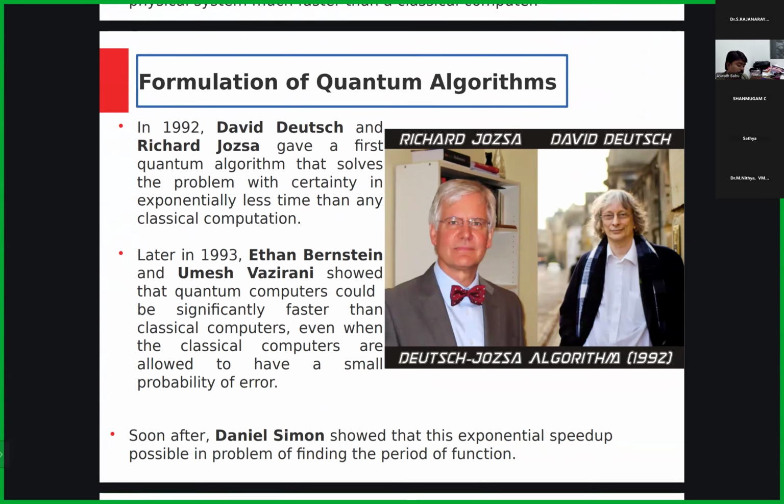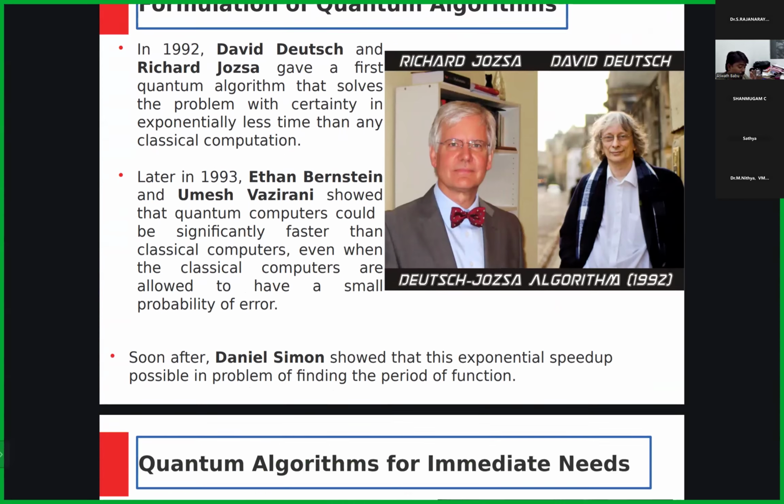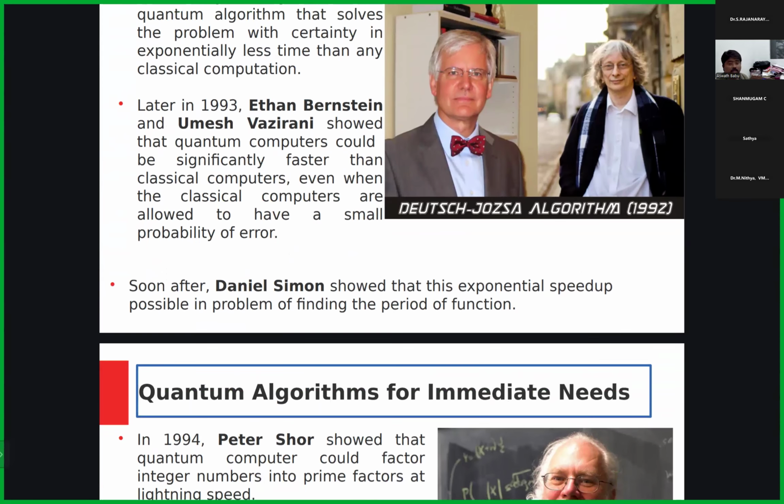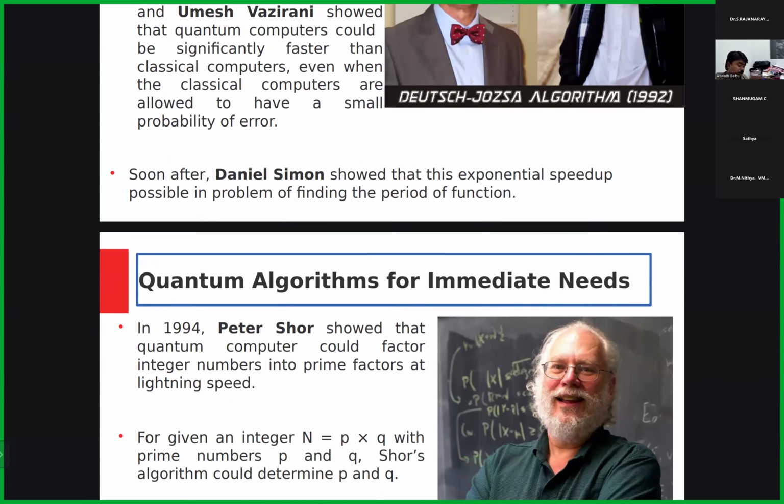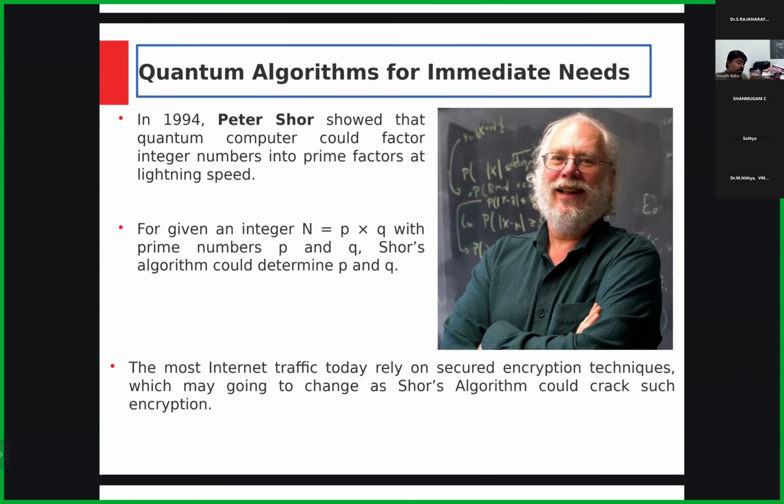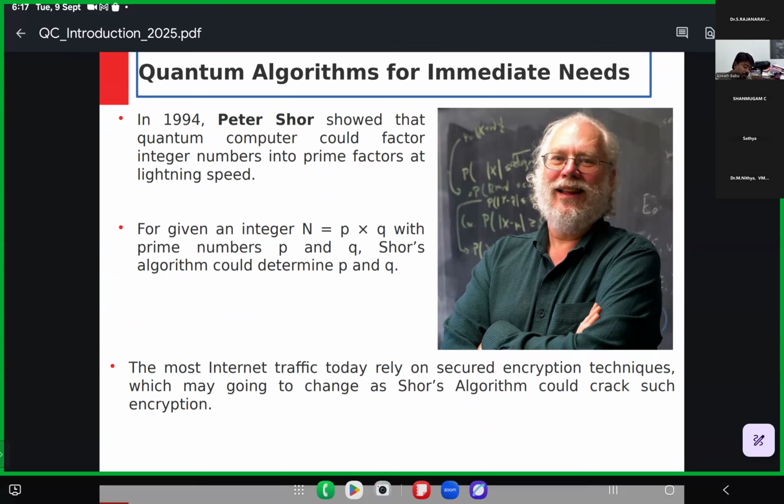So this has all happened within some 20 years, from 1985 to 1993, about 8 years there. And then in 1994, Peter Shor came and gave a very powerful algorithm called Shor's algorithm.